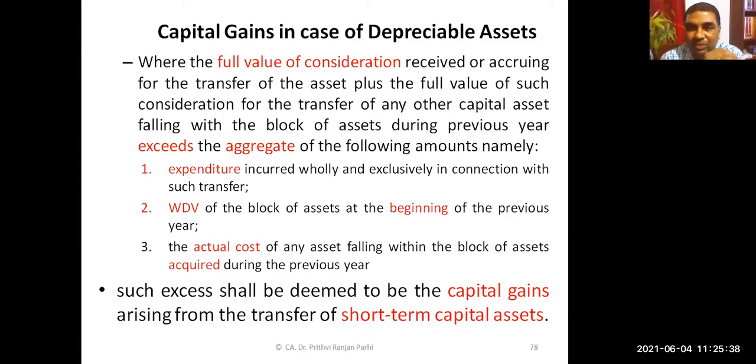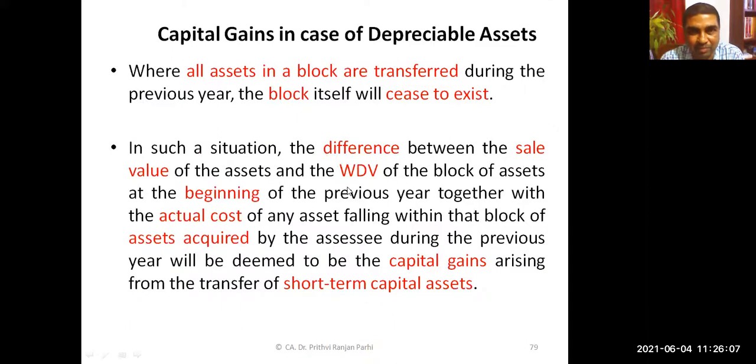Suppose we are talking about assessment year 21-22. So the previous year is 2021. In 2021, whatever asset is acquired in that block, that is one figure. The WDV of the block at the beginning of the year, that means 1/4/2020, is another thing. And the expenditure incurred wholly and exclusively in connection with the transfer. These three things taken together will be deducted to arrive at the short-term capital gain.